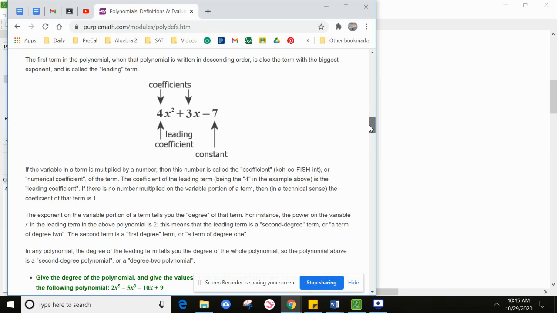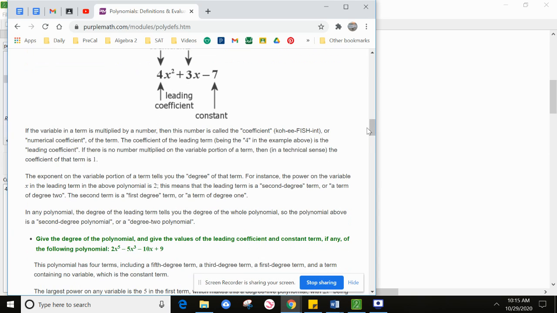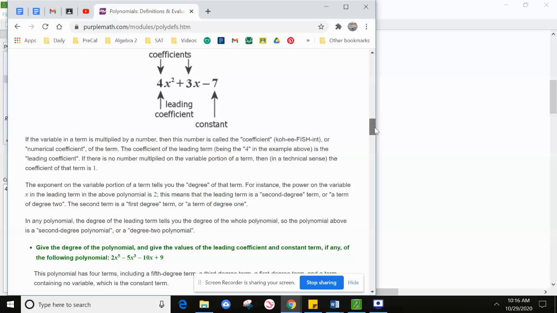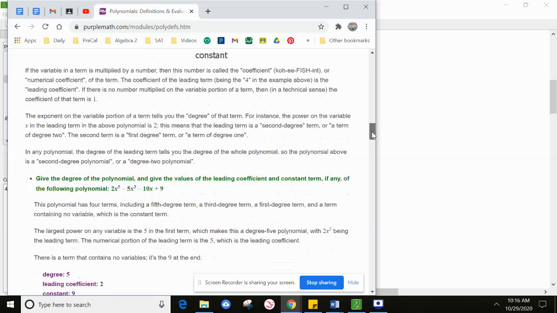Now, degree really is talking about the power that's on the variable. The degree of this example would be 2. That's the highest exponent that we see. That's probably going to be the case for most things that we look at. You're just going to look for the highest exponent on the variable. There are other variations of that, but we usually don't get into that too much.